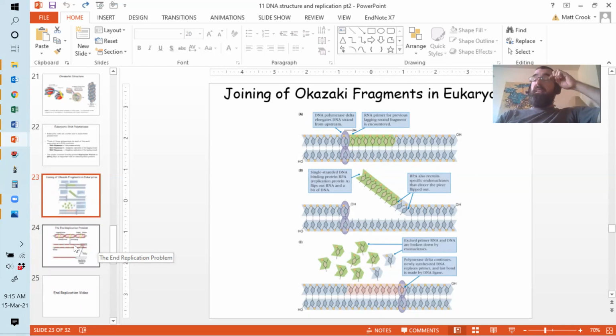Okay, so these RNA primers also lead to a pretty major issue with linear chromosomes. If you think about this, we've got DNA polymerase coming in. This is a good way to illustrate the issue. DNA polymerase comes in, removes the primer, continues on, fills in the gap. Okay, that will make sense. What if that RNA primer is at the very, very end of the strand?